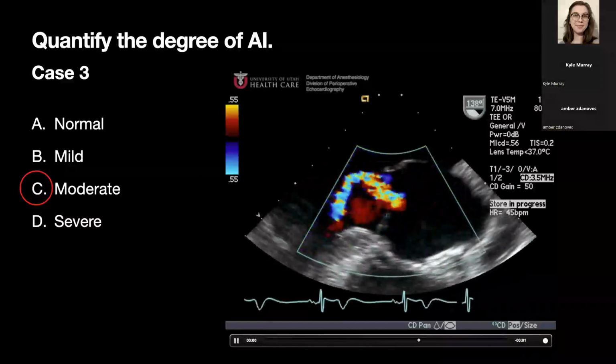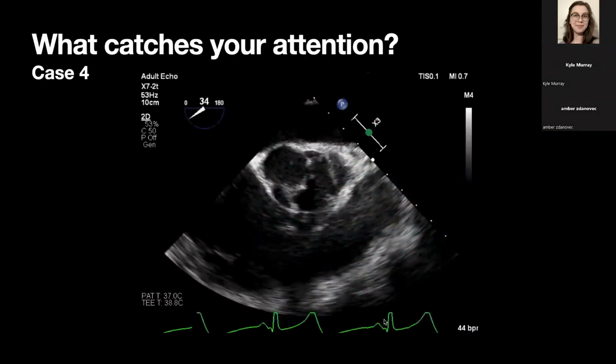So with MR, if it's eccentric, it's severe. If it's wall hugging, okay, right? If there's anything wall hugging and going around, AI? Not when I was looking it up in the guidelines.